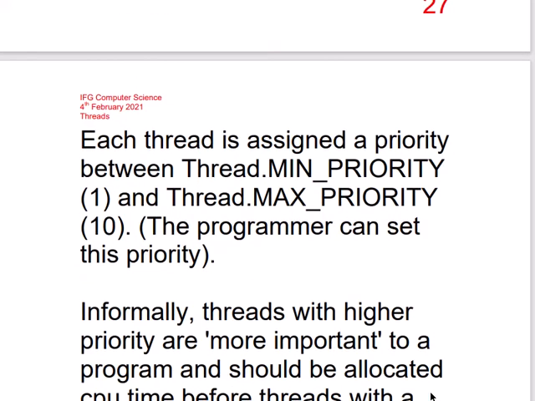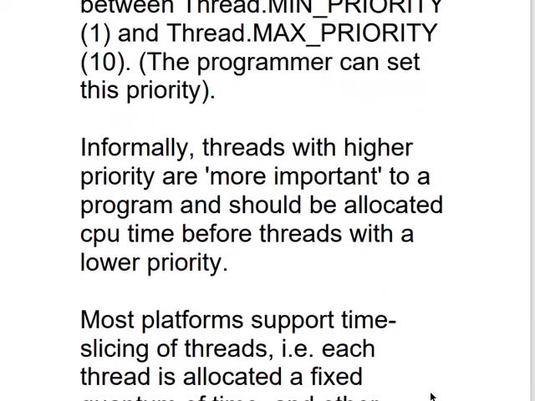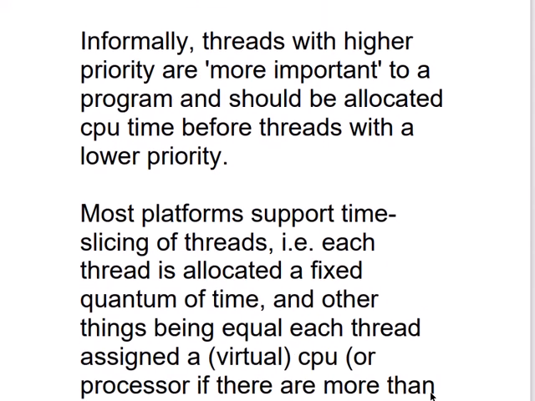So, as I said right at the outset, each thread can be assigned a priority between the minimum priority, which is 1, and the maximum priority, number 10. And the programmer can set this priority. It might set a thread to run with medium to low priority because it's not terribly important. As long as it does get the work set for it done, that's acceptable. So informally, threads with higher priority are more important in some sense to a program and should be allocated CPU time before threads with a lower priority.